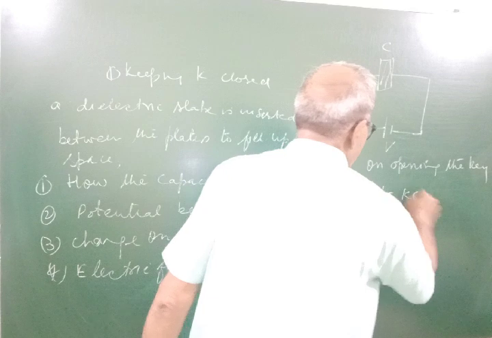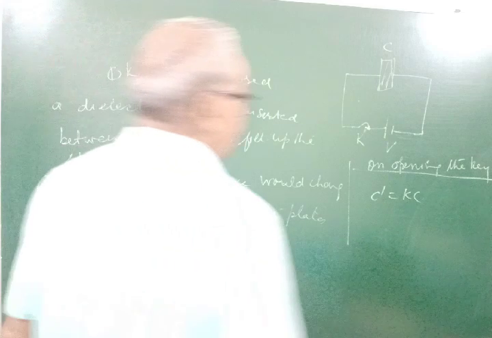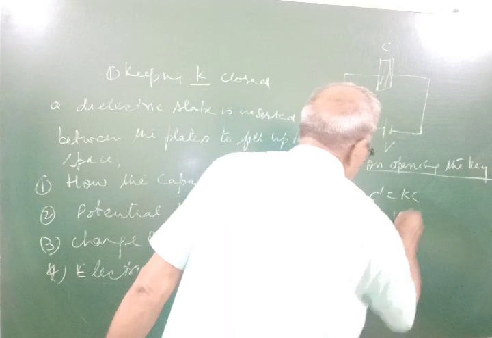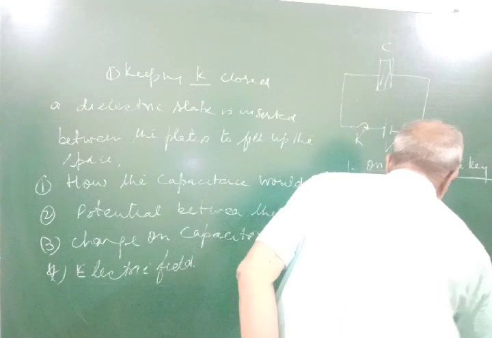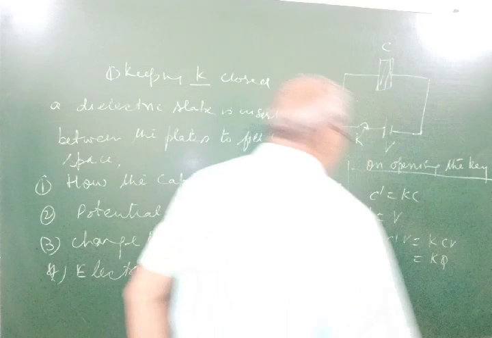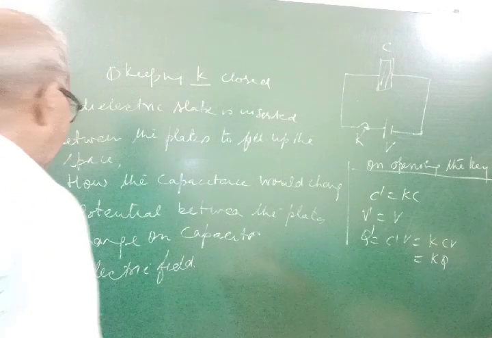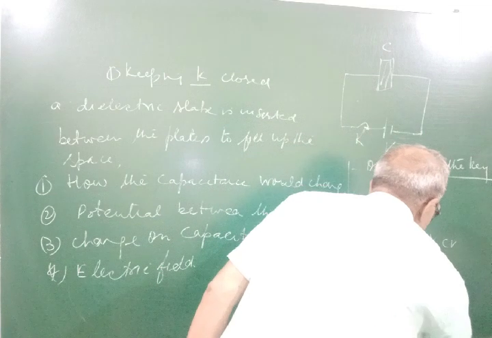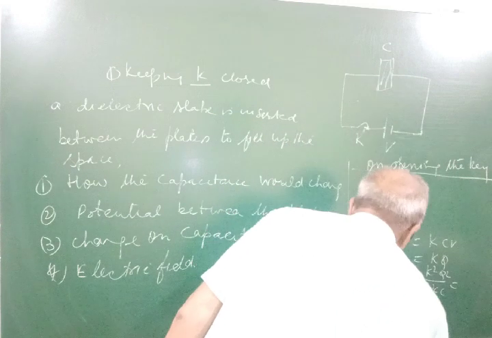Capacitance C dash will be KC. First part: capacitance will become K times if the dielectric constant is K. Since voltage is the same, V dash equals V, so Q dash equals C dash V, that is KC into V, that is KQ. Q dash becomes K times Q. What is the potential energy between the plates? U equals Q squared by 2C, so U dash equals K squared Q squared upon 2KC, so U dash becomes K times U.